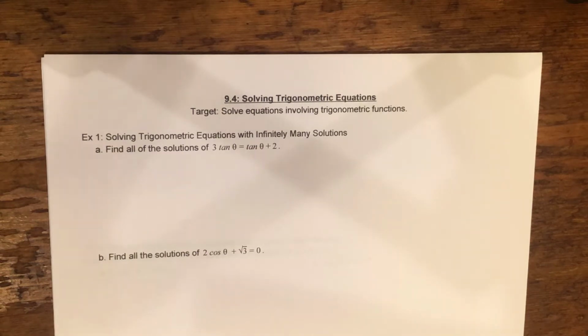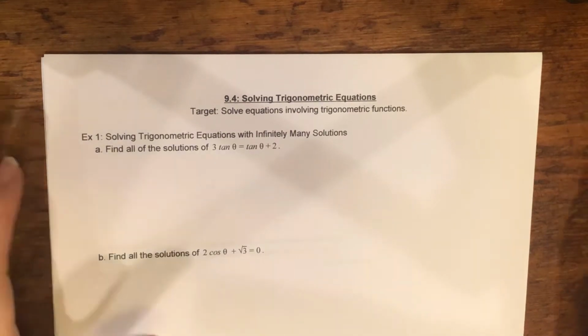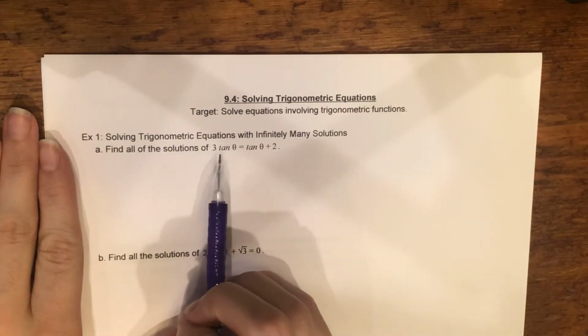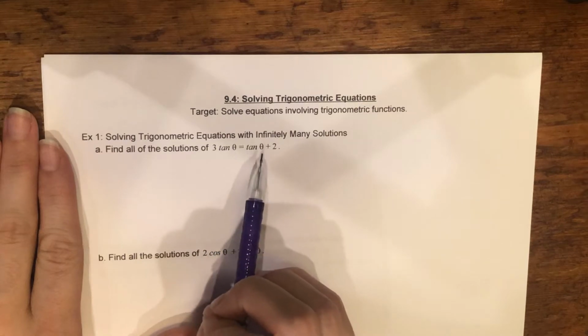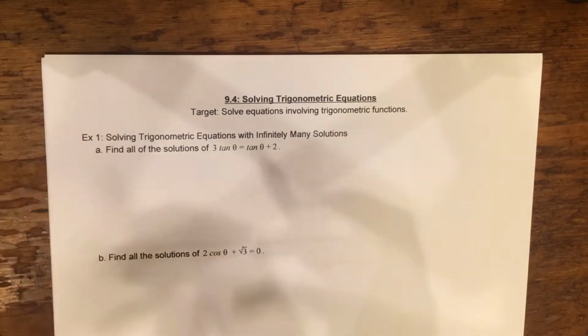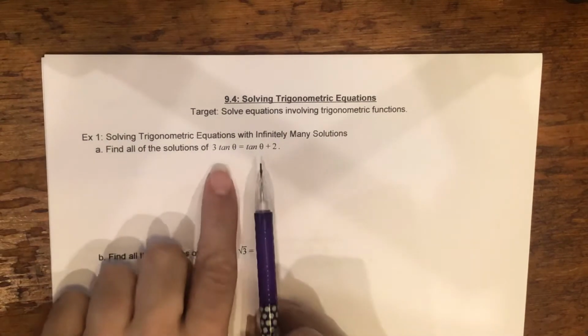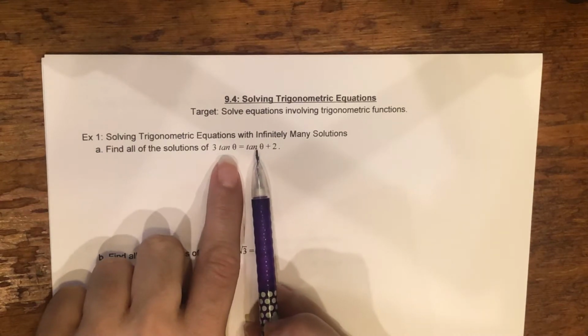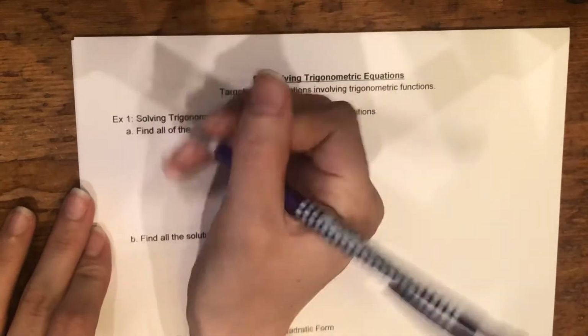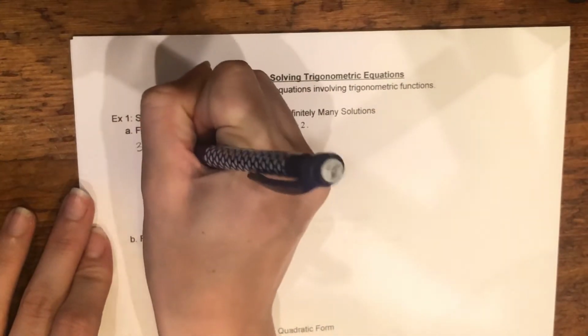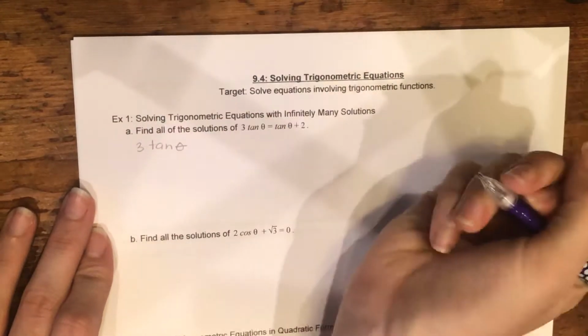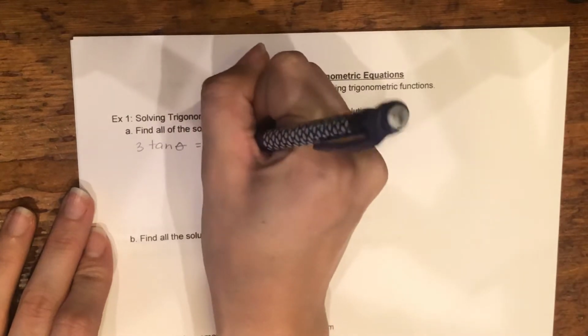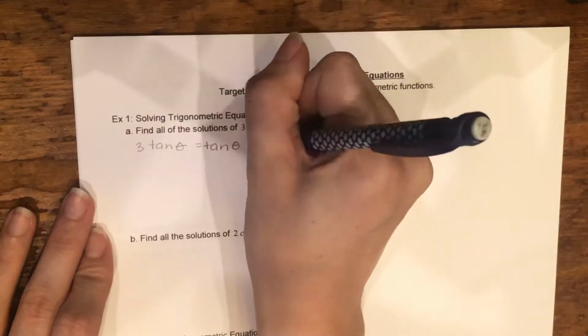All right, so example 1 says solve trig equations with infinitely many solutions. Find all the solutions of 3 tangent theta equals tangent theta plus 2. So we're just going to view this as if this was an x. First thing we would want to do is combine those together. So I have 3 tangent theta equaling tangent theta plus 2.